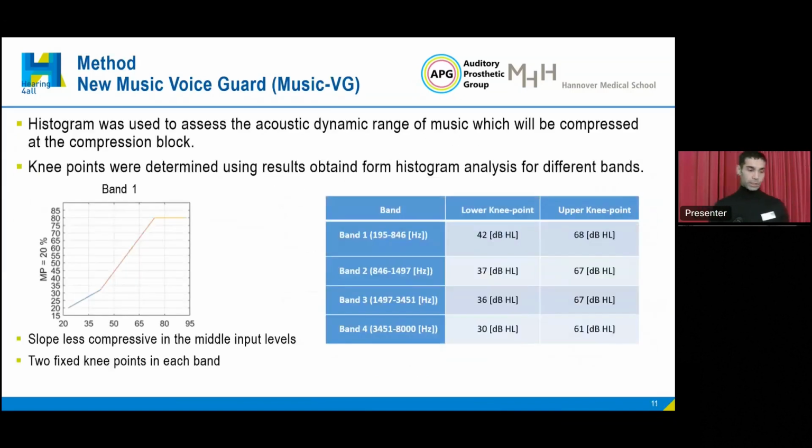Here on the left side, we see one of the bands. We use a 2 knee point system, which divides the interval into 3 sections, and the section in the middle, which we see here with the orange line, is the least compressive, and we expect the target, in this case the singing music, to fall into this area. The table shows the knee points of the newly designed music voice guard.